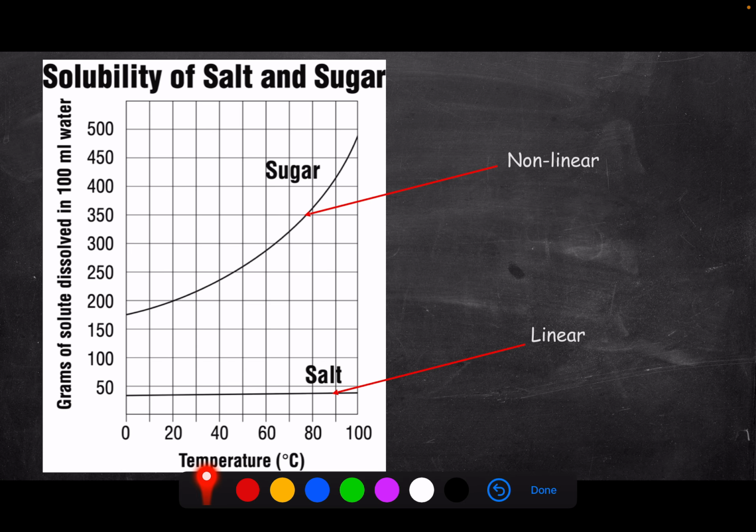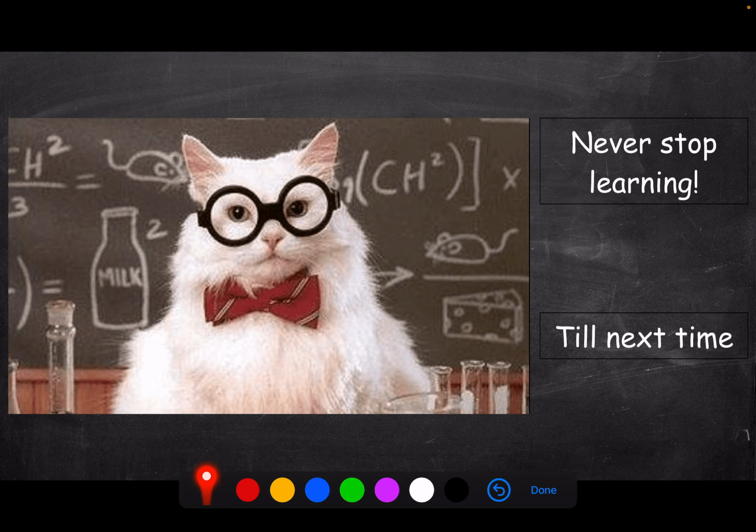And then here for the salt line, we can see that it's linear because the line is straight. What that means is that the change between the x and the y is a constant change, and in this case it's a very small change, which is why the line looks almost horizontal, but it does go a little bit up. All right, I hope that you found that helpful, and never stop learning.